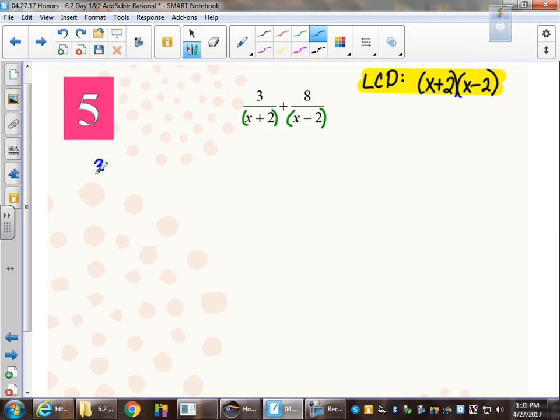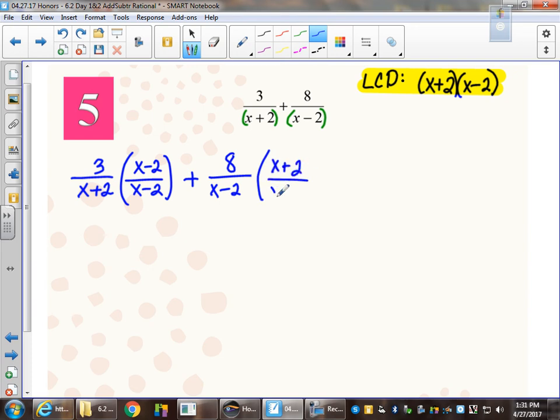My first fraction is 3 divided by x plus 2. So I've got the x plus 2 part. I don't have the x minus 2 part. So I want to multiply the denominator by x minus 2. If I multiply the denominator by x minus 2, I have to multiply the top, or the numerator, by x minus 2 as well. Plus 8 divided by x minus 2. Well, I've got the x minus 2 part. I don't have the x plus 2. So we'll multiply top and bottom by x plus 2.